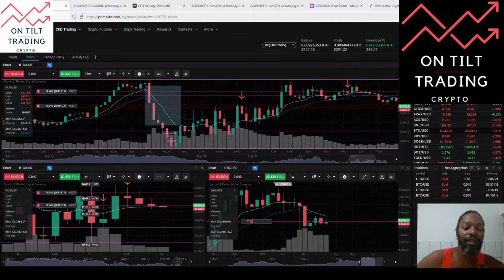Sellers in complete control here, all the way down here to this S4 level, where we get the price action trading below the S4 level, which meets my entry criteria. Now I'm just waiting for pullback.